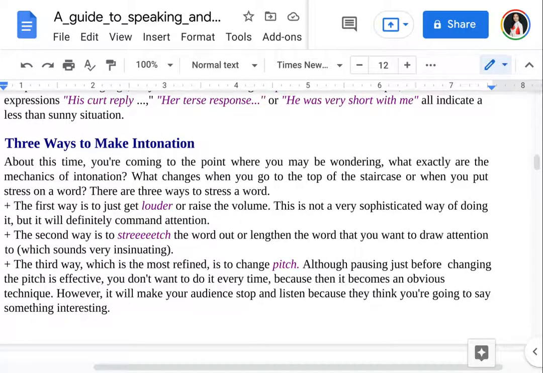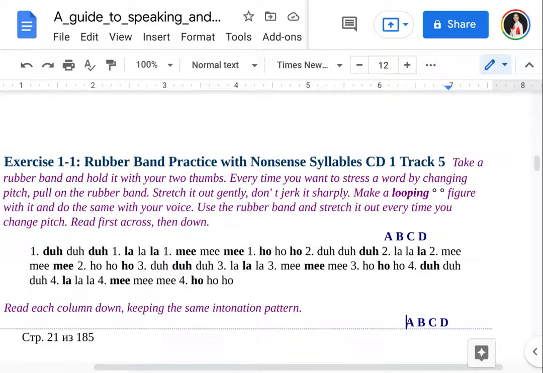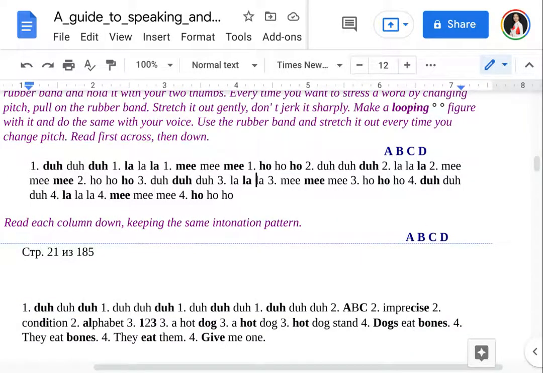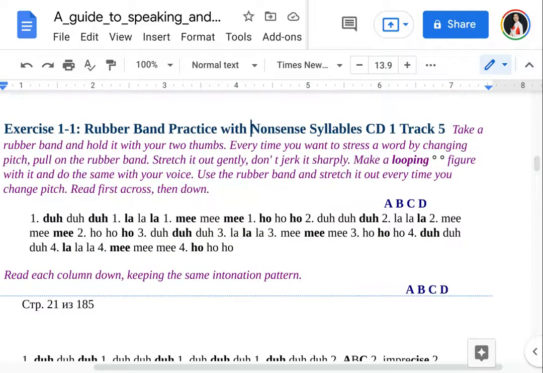Exercise 1-1. Rubber band practice with nonsense syllables. Take a rubber band and hold it with your two thumbs. Every time you want to stress a word by changing pitch, pull on the rubber band. Stretch it out gently, don't jerk it sharply. Make a looping figure with it and do the same with your voice. Use the rubber band and stretch it out every time you change pitch. Read first across, then down. 1. Da da da. La la la.